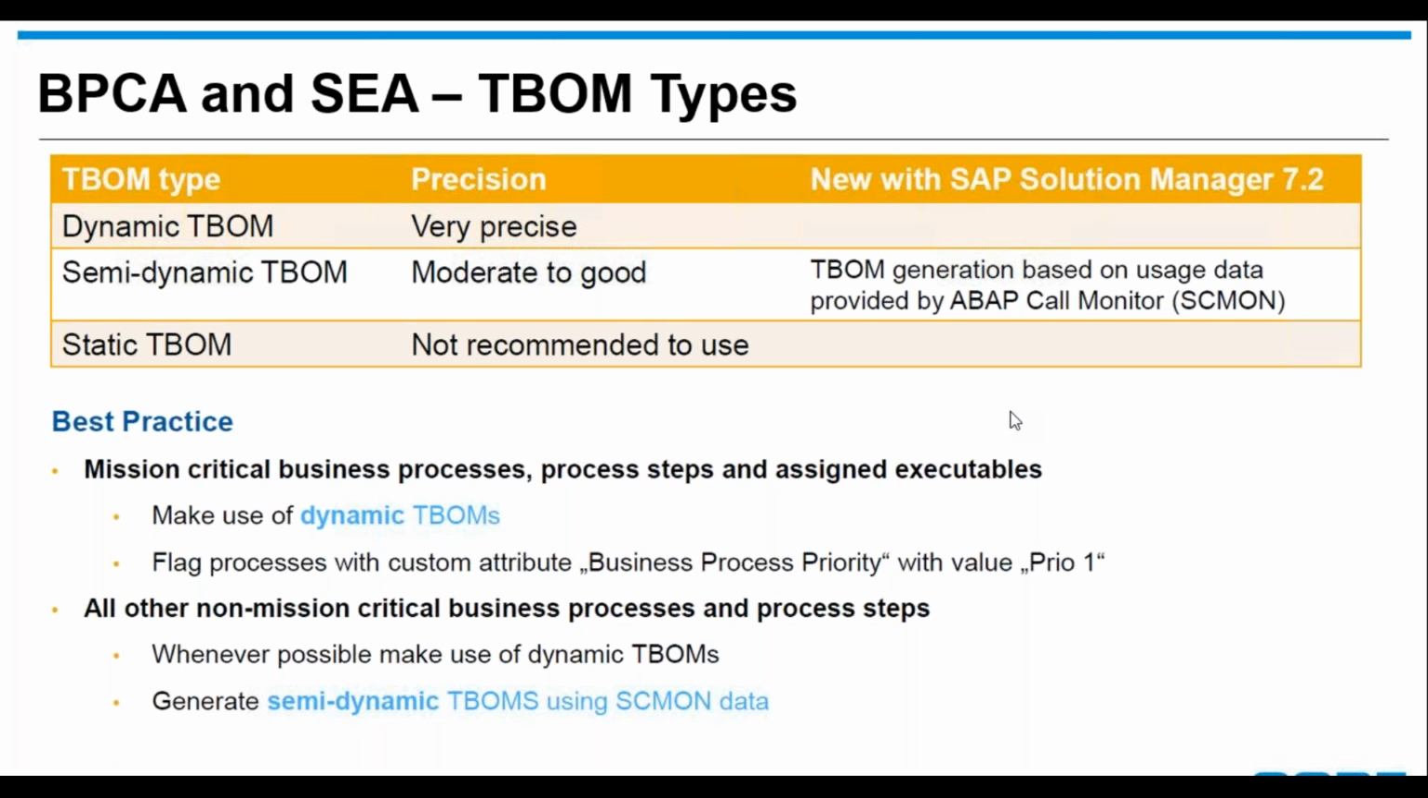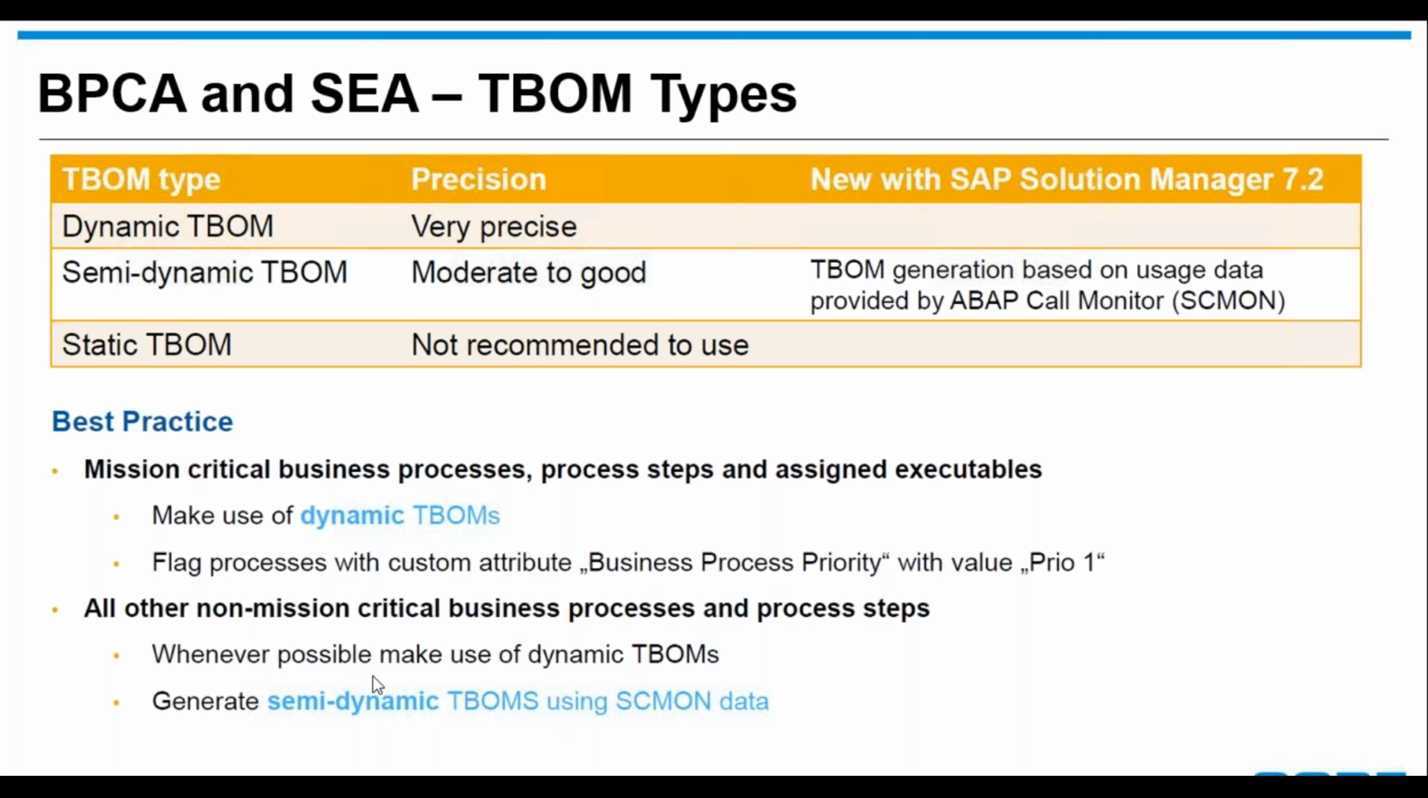So there's three types of T-bombs. One of them is dynamic T-bomb, and this is the preferred. It's very precise. Semi-dynamic T-bombs, which are moderate to good. Those are created by the call monitor, and then static T-bombs. SAP is not recommending those, and those may be generated when semi-dynamic can't be generated.